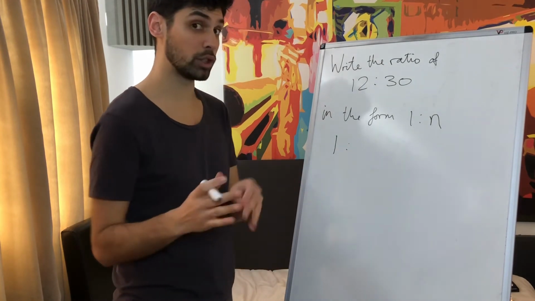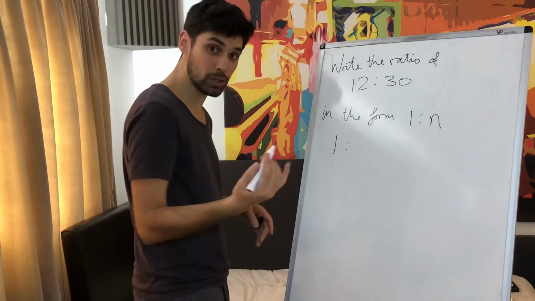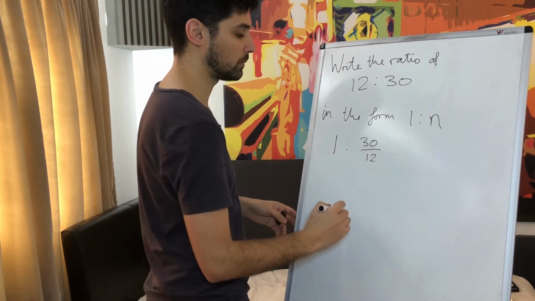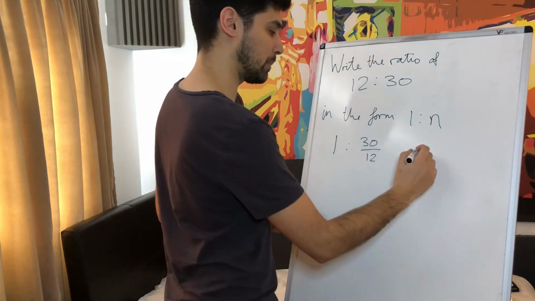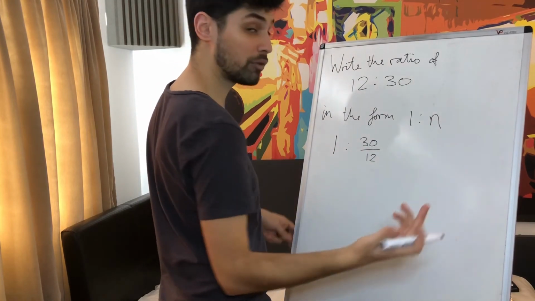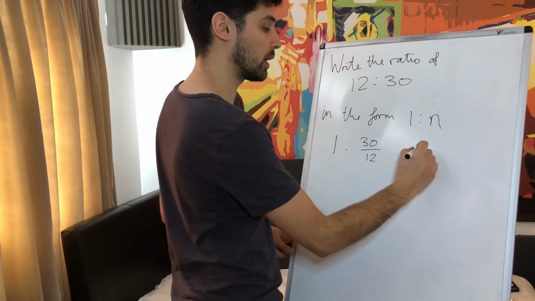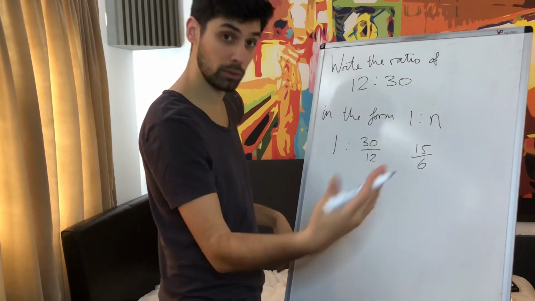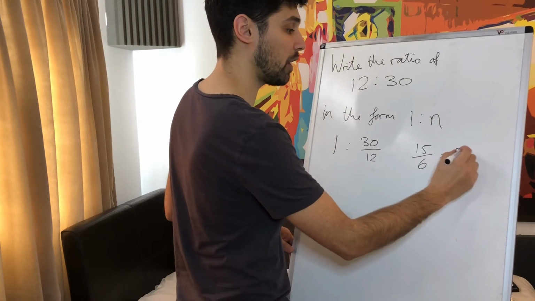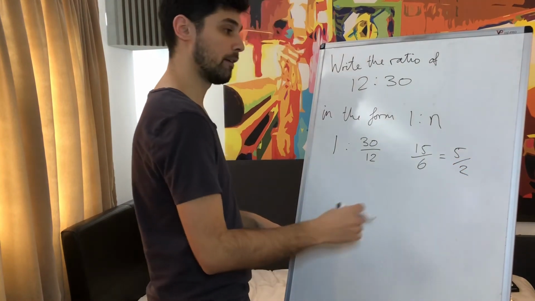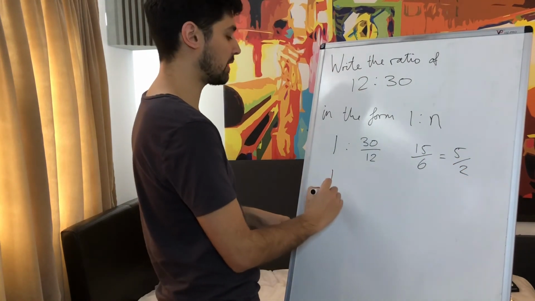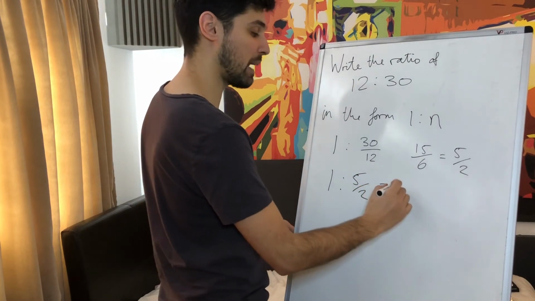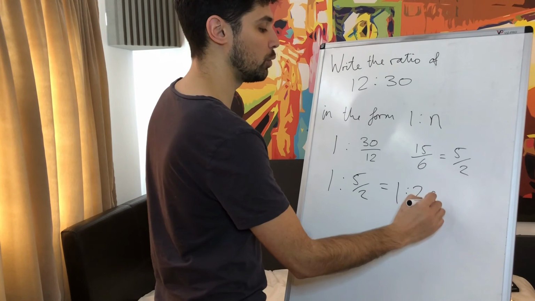Now, something I like to do when dividing numbers like this is write it as a fraction first. 30 over 12. Because we can then simplify that fraction. If we divide both numbers by 2, for example, it can become 15 over 6. Then we can divide both of those numbers by 3, which becomes 5 over 2. 5 over 2, well, we can leave it like that if we want. 1 to 5 over 2. But that is the same as a 1 to 2.5.